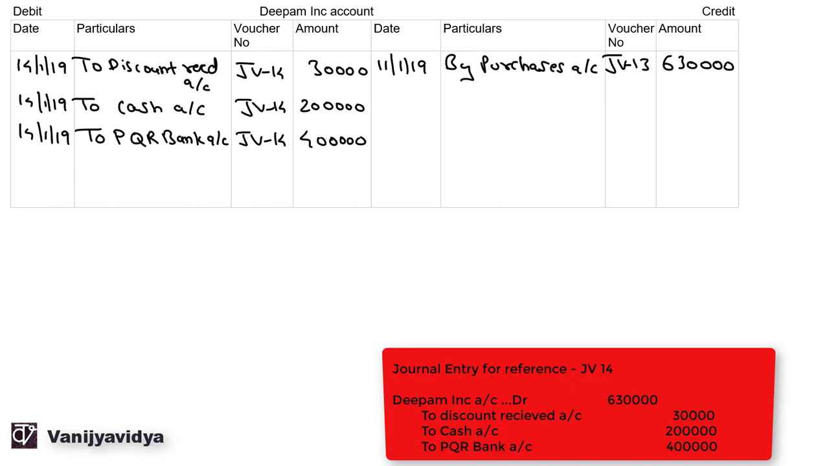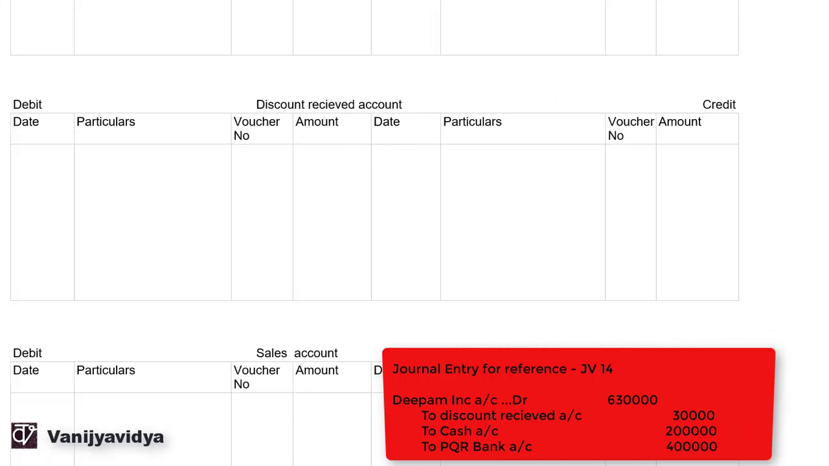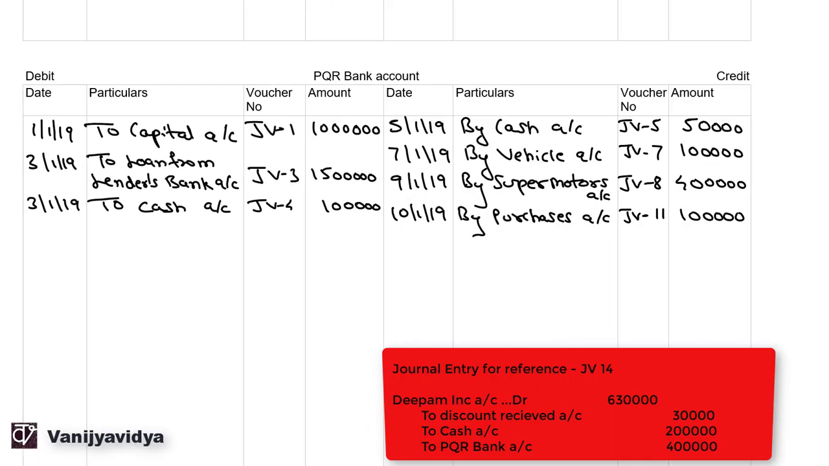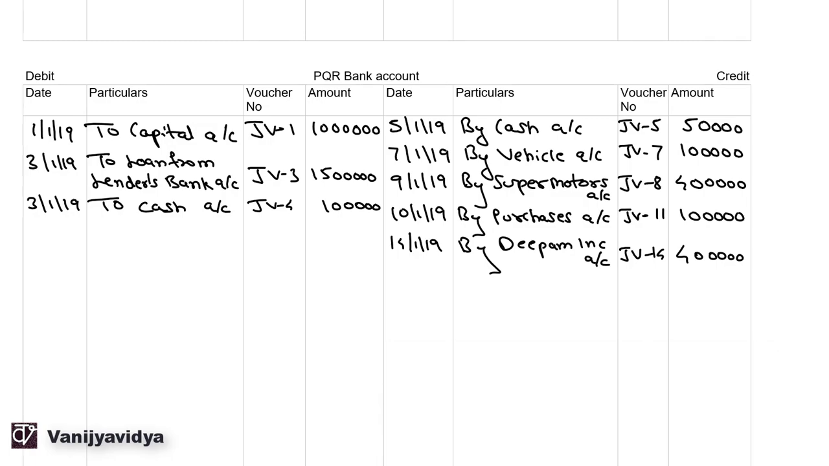Now we'll give effect to discount received account, cash account and bank account. So on the credit side of discount received account, what is the account that is debited here? Deepam Inc. account. So 14 Jan 2019 by Deepam Inc. account JV14 30,000. On the credit side of cash account, 14 Jan 2019 by Deepam Inc. account JV14 2 lakhs. On the credit side of PQR bank account, 14 Jan 2019 by Deepam Inc. account JV14 4 lakhs. Now let's move on to the next journal entry.